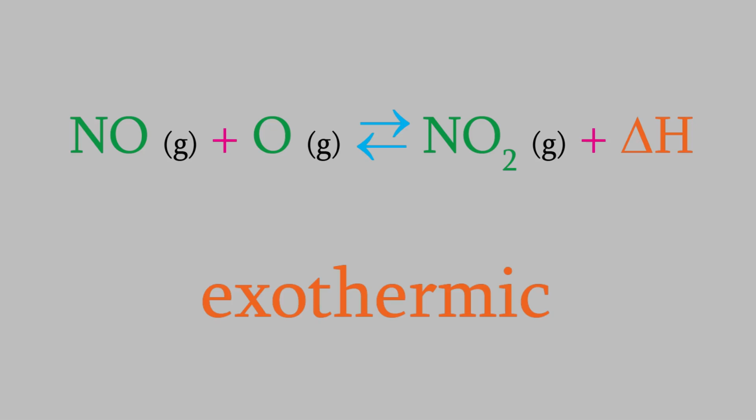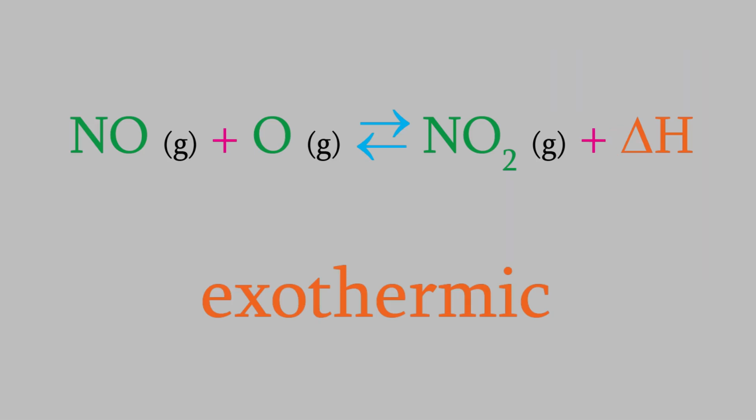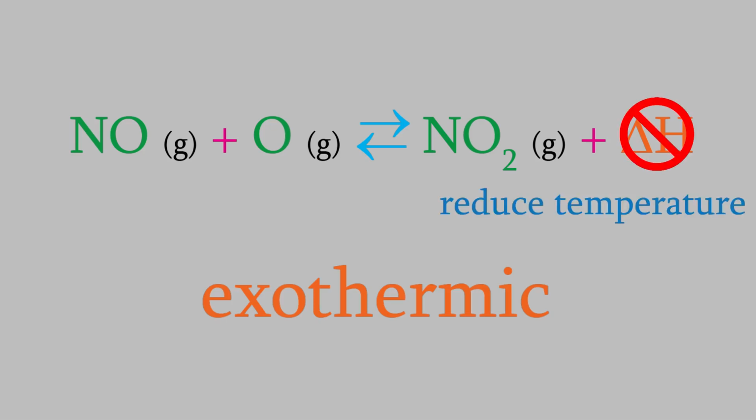Le Chatelier's principle tells us that if we add one of the products, the reaction will shift to the left. That includes the heat. So, if we heat up the container in which this reaction happens, we'll shift the reaction to the left. On the other hand, if we cool down the container, it's like we're taking away heat. So that means we're taking away a product, so the reaction would shift to the right.